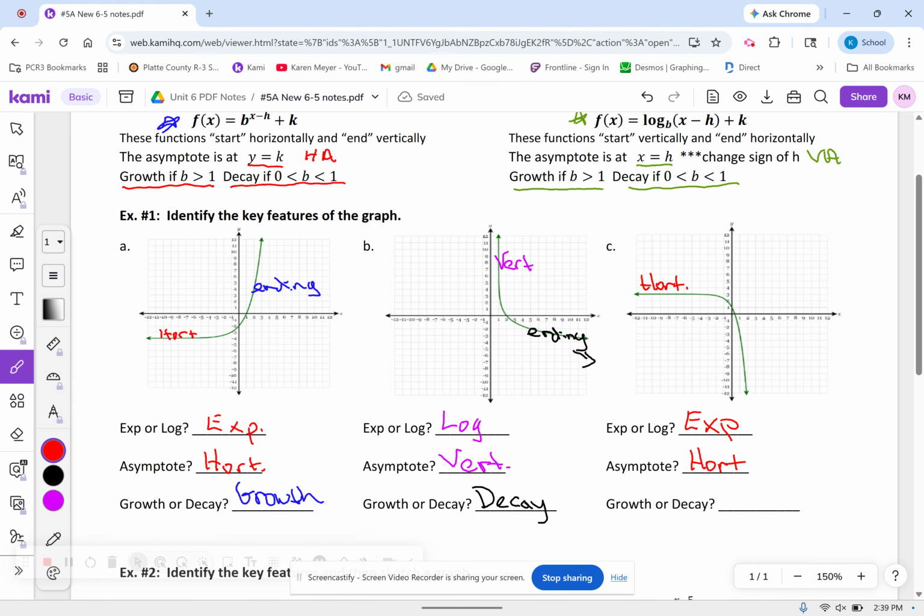And then we need to look at where it's ending. So I notice that it's ending here, and it's ending going down. So if it's ending going down, then that's going to make it a decay.